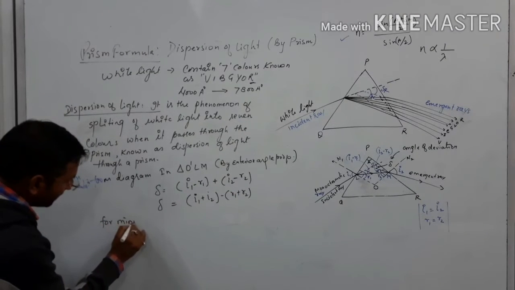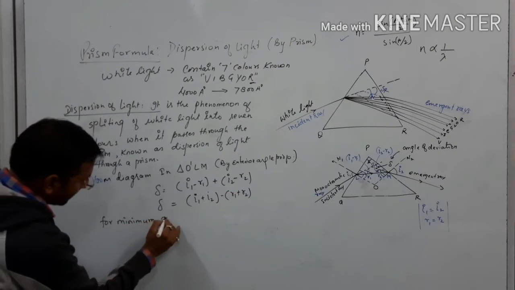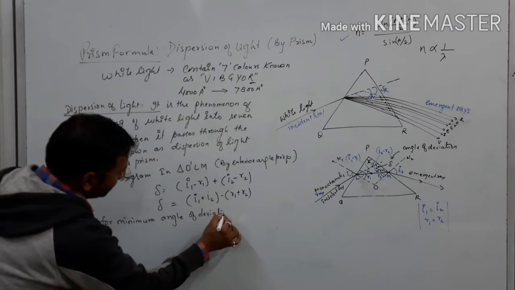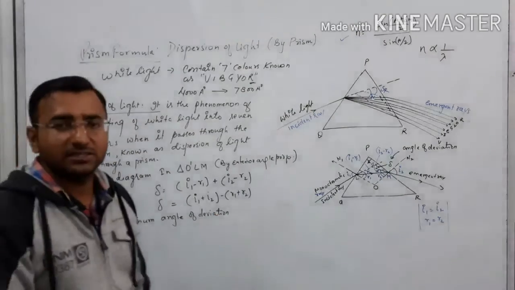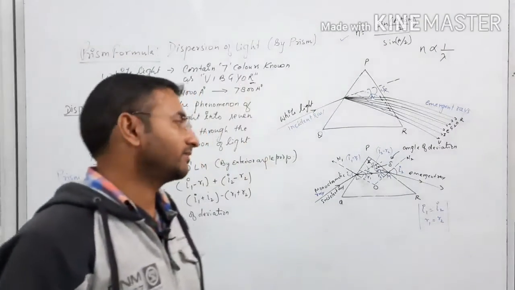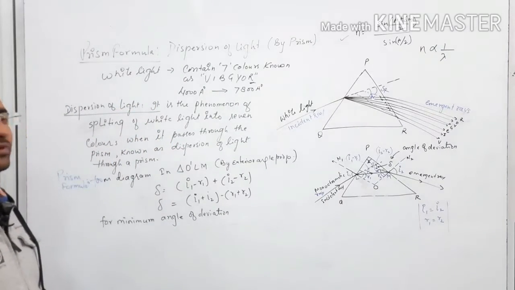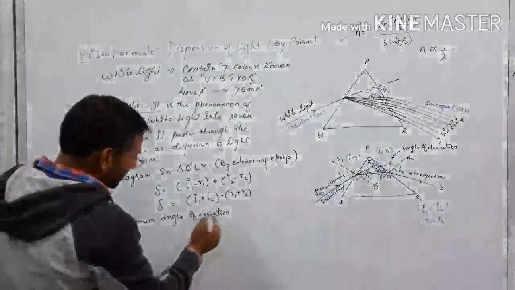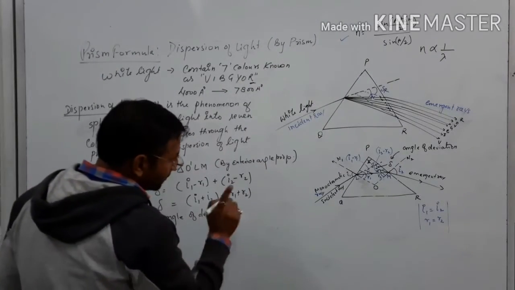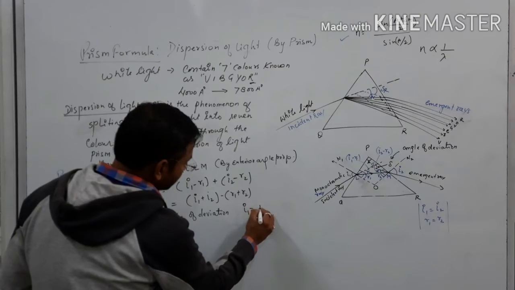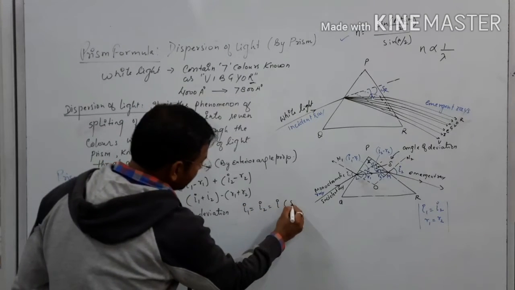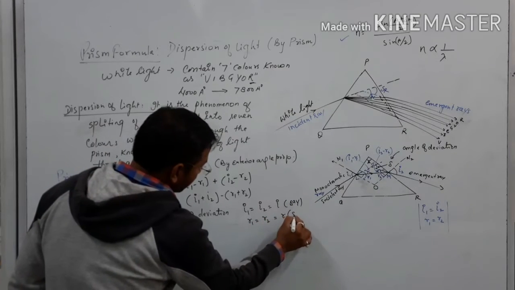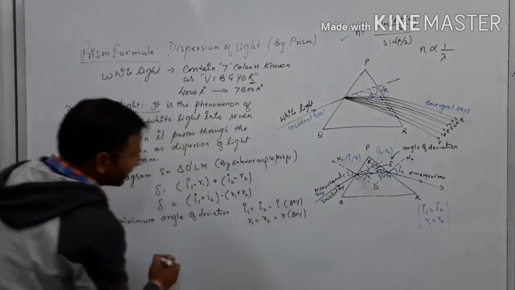For minimum angle of deviation, the deviation will be greater if the wavelength of light is smaller, and the deviation will be smaller if the wavelength of light is greater, as n is inversely proportional to lambda. For minimum angle of deviation, as I told you, I will put the condition I1 is equal to I2, supposed to be I, and R1 is equal to R2, equal to R. I will put these conditions.